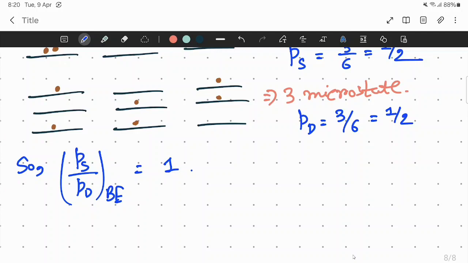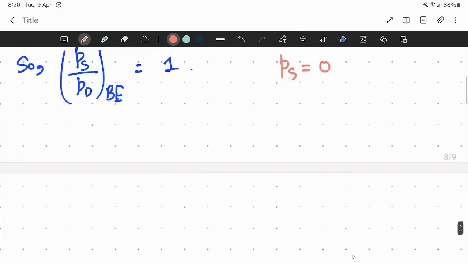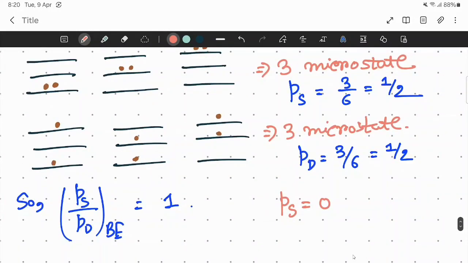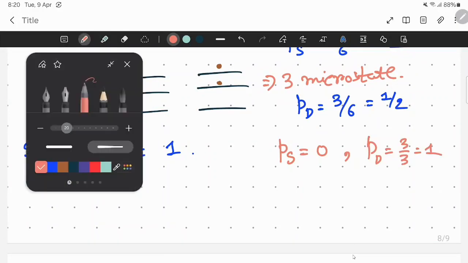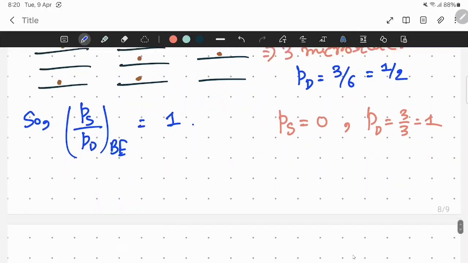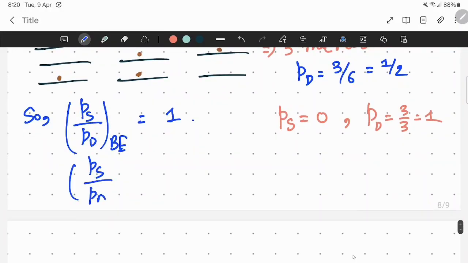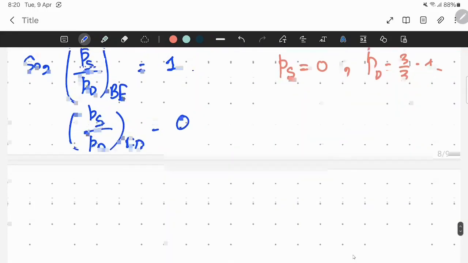Now for Fermi-Dirac, it's very easy. For Fermi-Dirac, we know PS is 0, right? Because two particles can't be in the same state. So only these three possibilities will be there. So eventually PD will be 1, 3 by 3, that will be 1. So PS by PD for Fermi-Dirac will be 0.